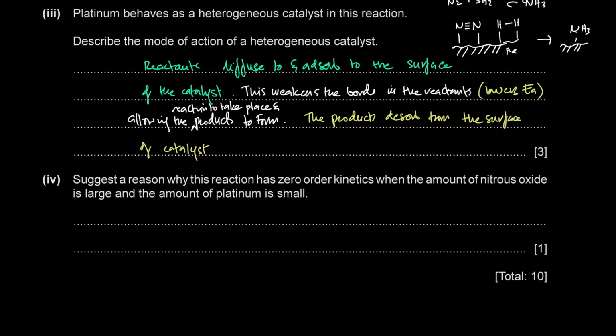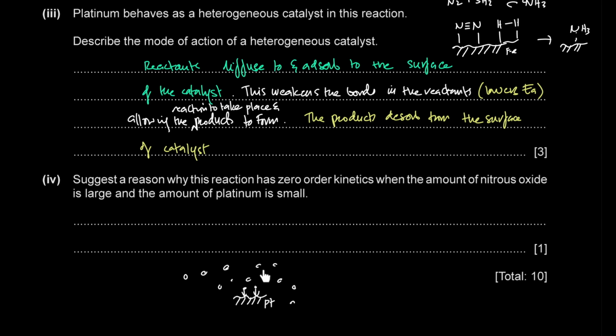Suggest a reason why this reaction has zero order kinetics when the amount of nitrous oxide is very large and the amount of platinum is small. Now the idea over here is, let's say that I have a very small amount of platinum metal, and I have a very large number of gaseous molecules. These molecules over here are nitrous oxide. Because we have a very large excess of nitrous oxide, the platinum is really what's limiting the rate of the reaction. It's limiting the rate because there's not enough of it.